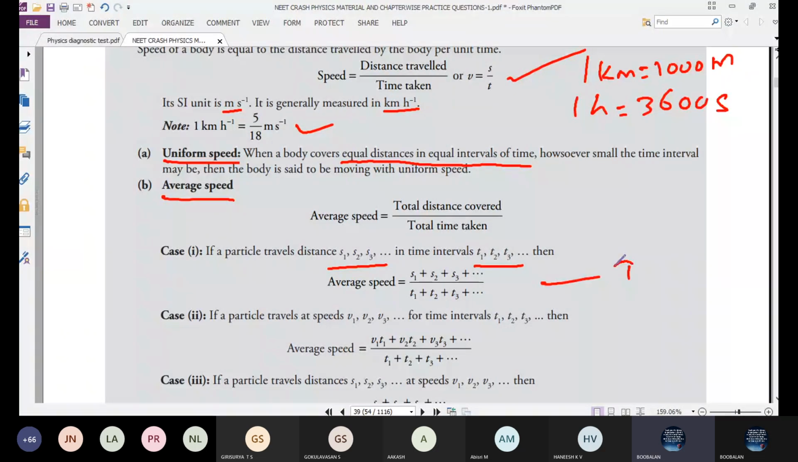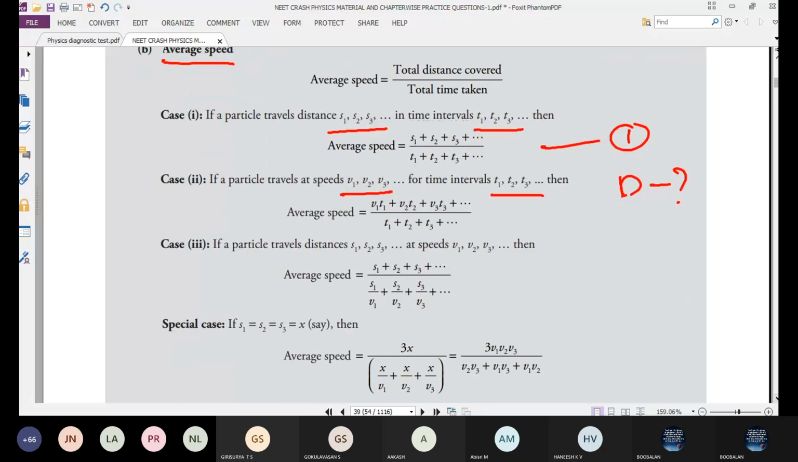Second condition, I know only the speed and the time interval. I don't know the value of distance. See here, if a particle travels at speeds v1, v2, v3 for time intervals t1, t2, t3, there is no distance, but I want to calculate average speed. How to calculate? It is also possible. Listen, S1 is there, no? S1 means position here.